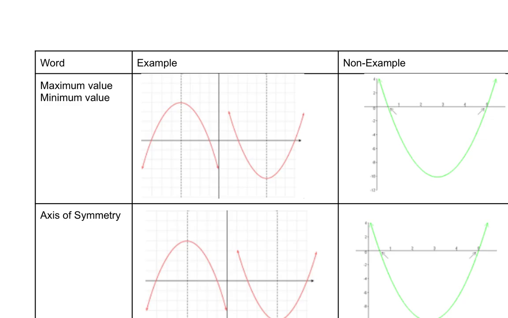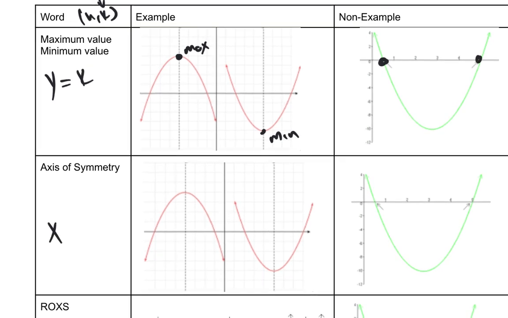For my maximum and minimum value, if you have vertex form, you know the vertex. The vertex is very, very special. That y value on the vertex is your minimum or your maximum. So whatever that k value is, that's your maximum here, and that's your minimum here. These are non-examples because they're not your lowest or highest points.